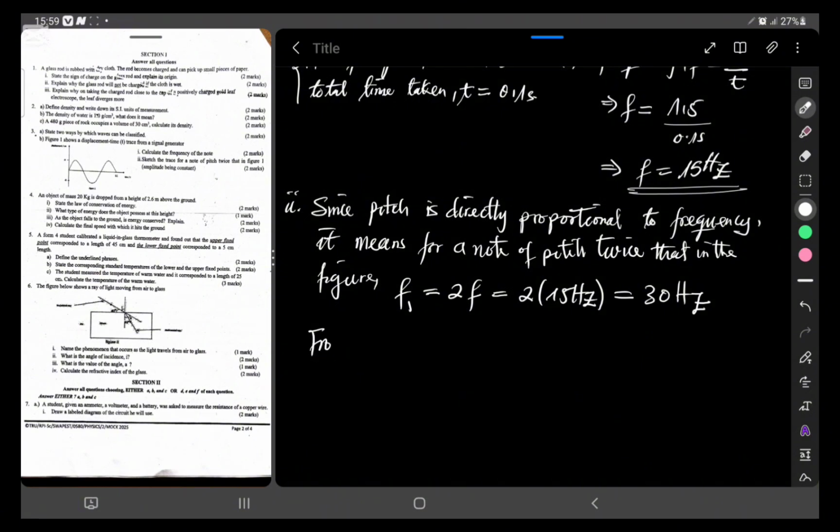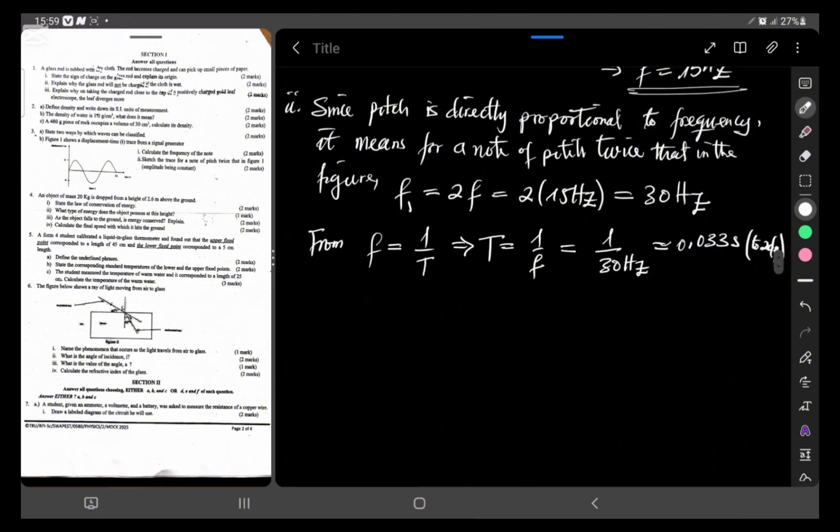Now from frequency equals 1 over period, it means that the period will be equal to 1 over the frequency. We are going to have 1 divided by 30 Hertz, and if you quickly punch, you have 1 on 30, that gives us approximately 0.033 seconds. That is to 3 decimal places.